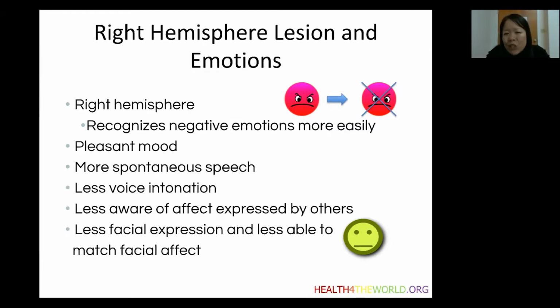Individuals with right-sided stroke tend to display pleasant mood. They might be talkative. However, often their tone of voice may be monotone, so that you don't really notice any type of fluctuation in their tone at all. And as such, they may come across as being flat and even displaying flat affect, showing no emotion in their facial expression.